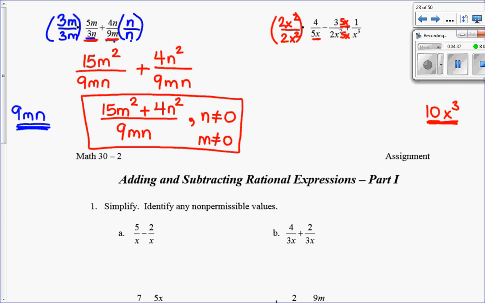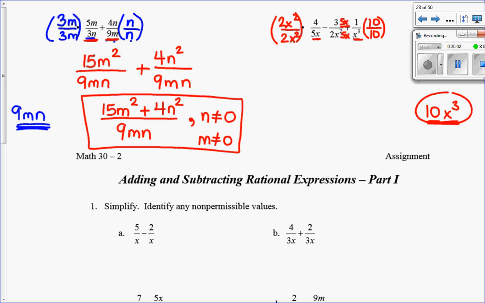Same thing with this last term. I need something that I need to multiply this x cubed by that will give me 10x cubed. Well, that's 10, right? 10 times x cubed is going to give me 10x cubed. So whatever I multiply the bottom by, I have to multiply the top by. 10 over 10 is equal to 1. Okay, so let's multiply this out now.